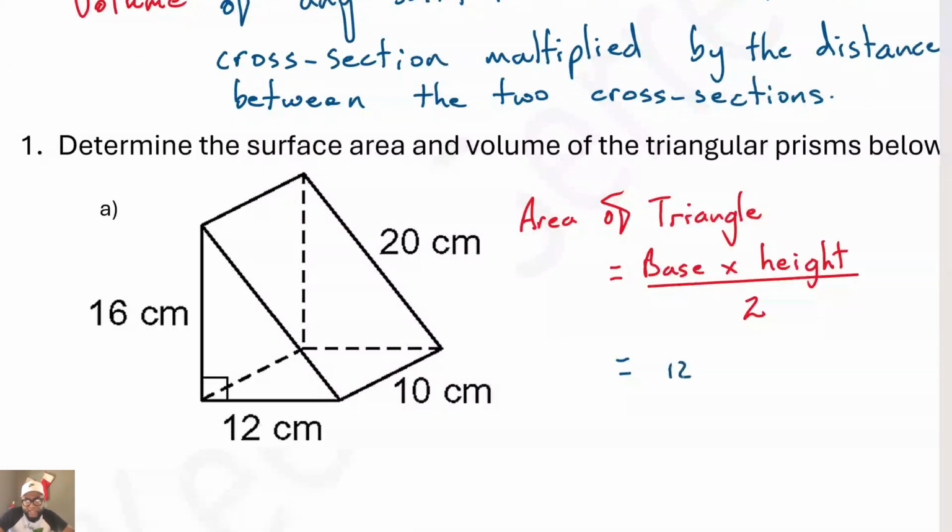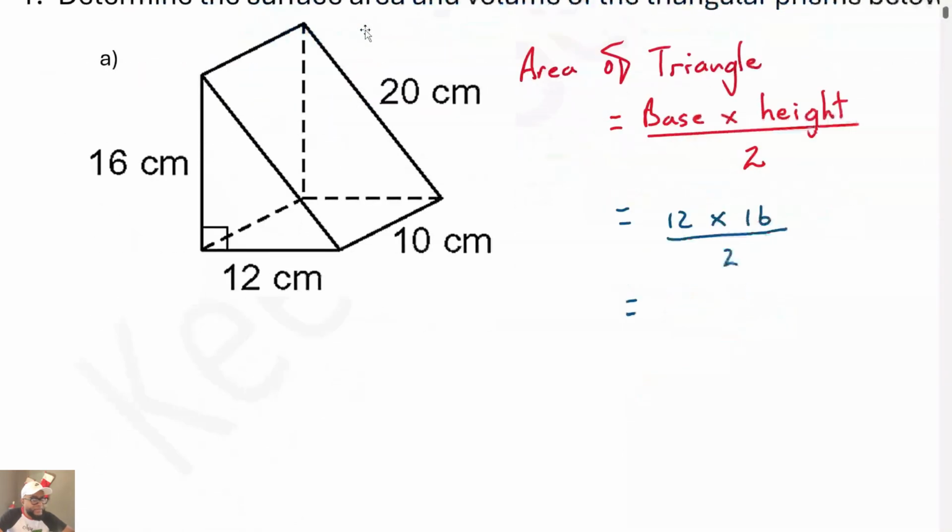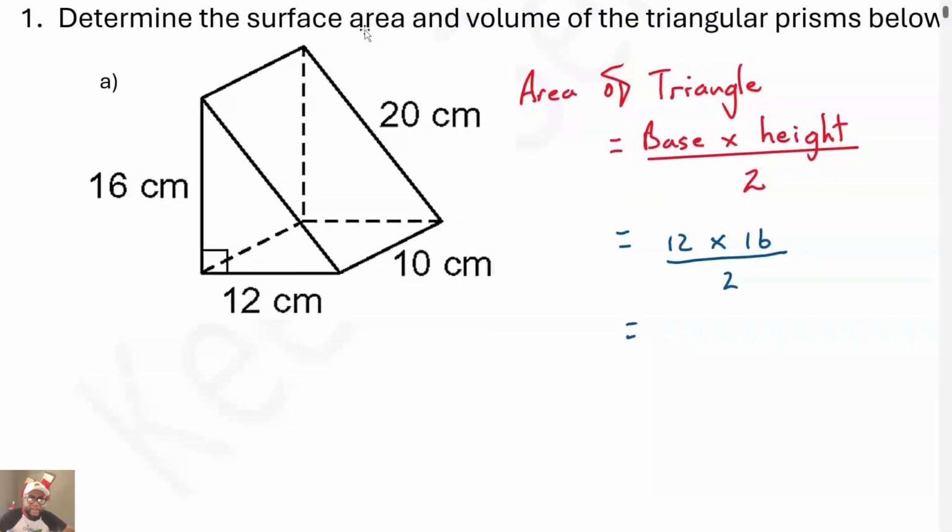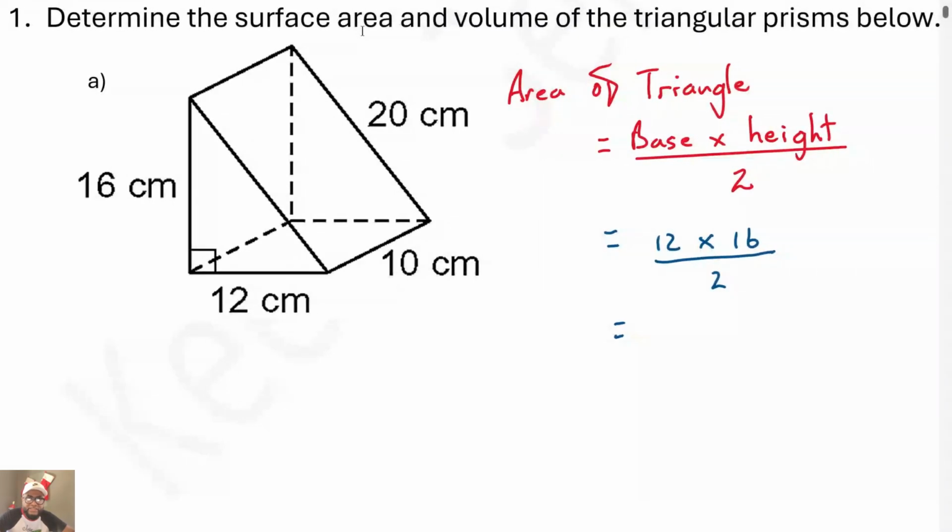So the base of the triangle is 12 multiplied by the height of the triangle, which is 16, all over 2. So 12 multiplied by 16 divided by 2 is what, Jonathan? 12 multiplied by 16 divided by 2 is what? Jonathan? 96. Somebody second 96. So that'll be 96 centimeters squared. That is the area of one triangle. Base multiplied by height divided by 2.